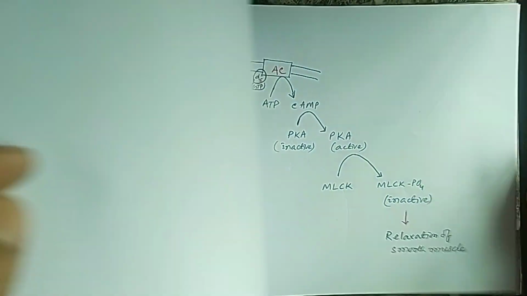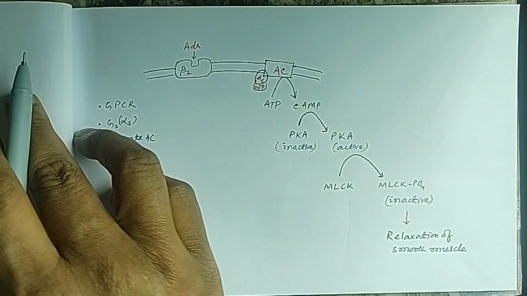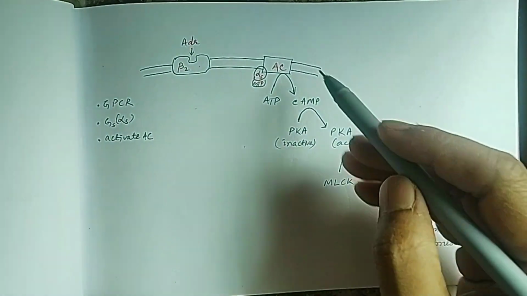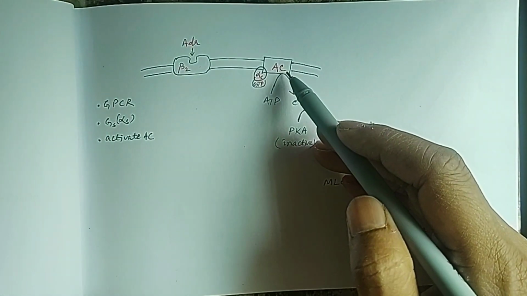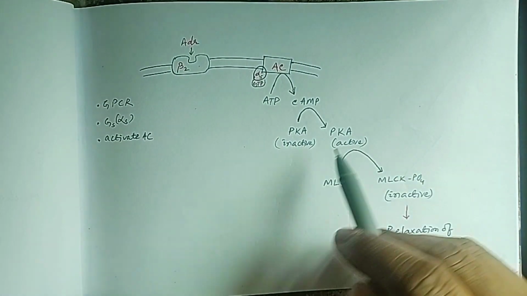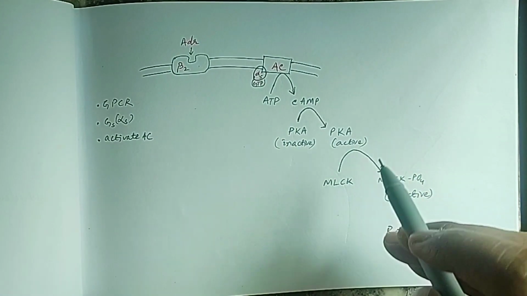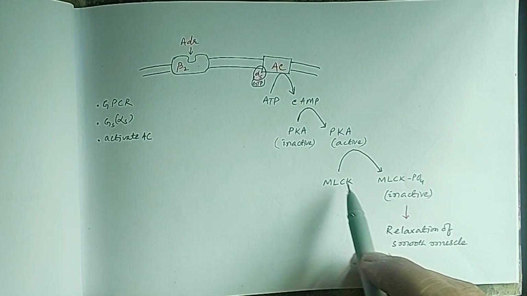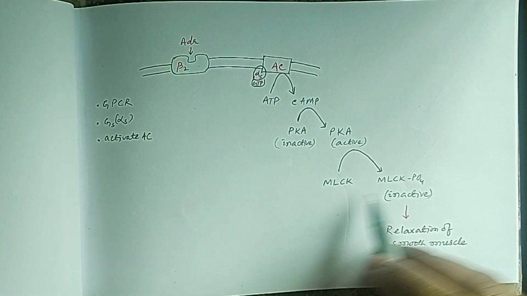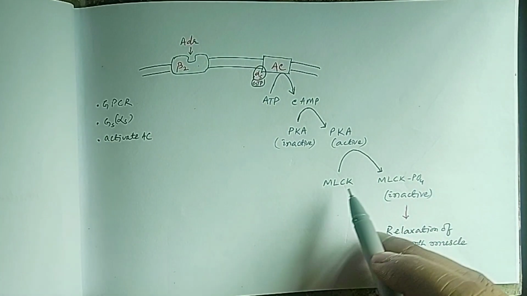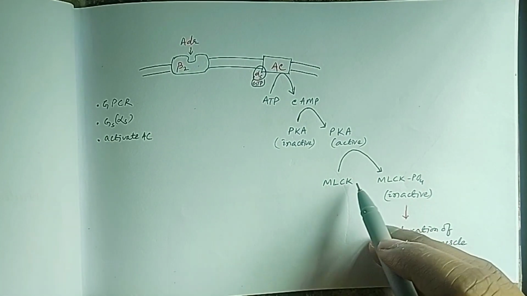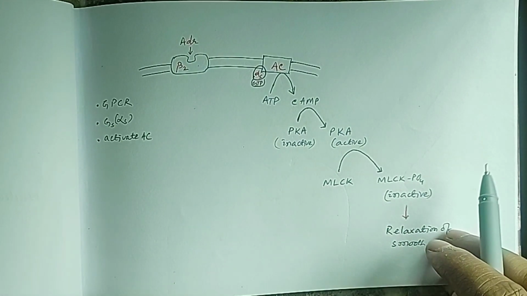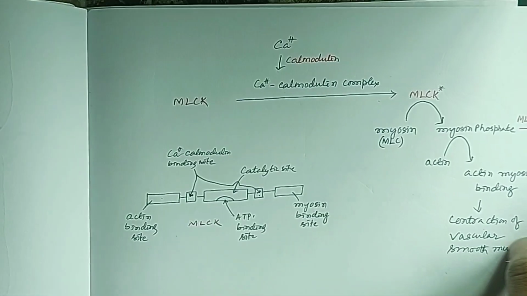Let us take another example, the beta 2 adrenergic receptor, which is a GS type of G protein coupled receptor, where the effector is adenylate cyclase and again cyclic AMP is produced. Cyclic AMP activates protein kinase A, and this protein kinase A will phosphorylate the myosin light chain kinase and make it inactive. So there will be no phosphorylation of myosin, and actin myosin binding will not occur, so that will result in relaxation of smooth muscle. Let us see that example.